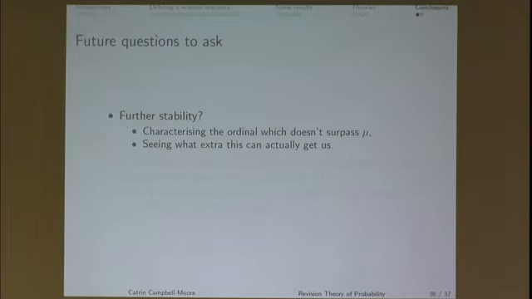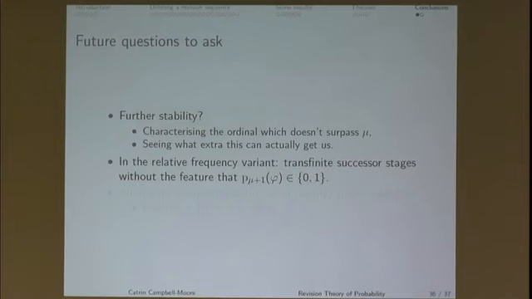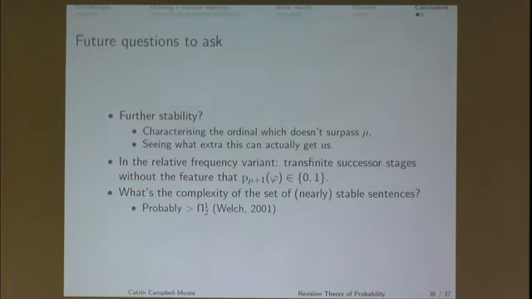So that's something to be looked at: whether we can get extra stability conditions, characterizing what stability you're interested in, and whether this actually leads to anything new and interesting. Also, this transfinite successor stage we defined was weird. Let's consider alternatives, for example, this one that Leon Horsten is working on. And now the limit rule we've suggested is quite complex.